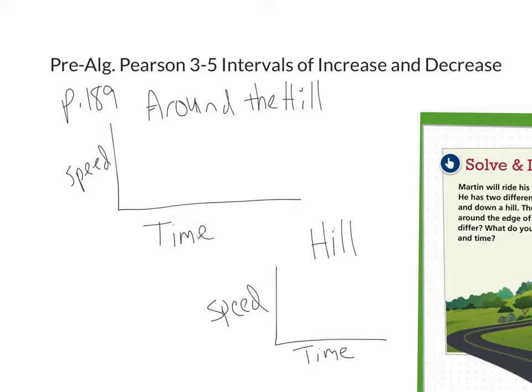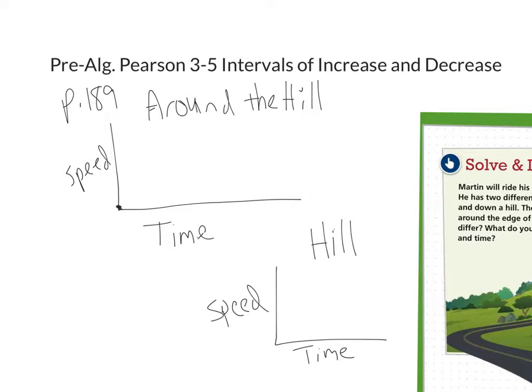One thing they don't really specify here is whether we are just getting started or whether we're already started biking and then we get to this hill. We're just going to make the assumption that we're just getting started here. So if we're just getting started, what would our speed be? 0. Okay, so this is going to be starting at 0 if we don't have any speed. Okay, so we're going around the hill.